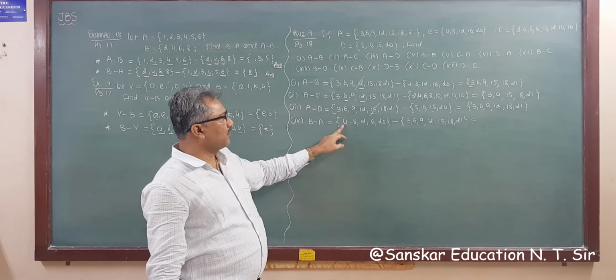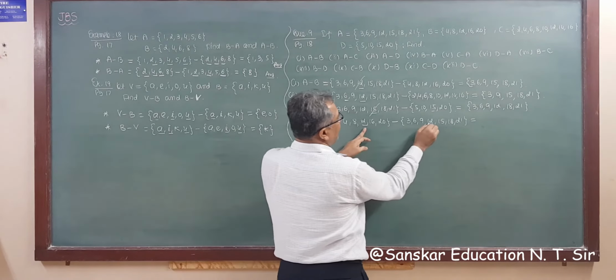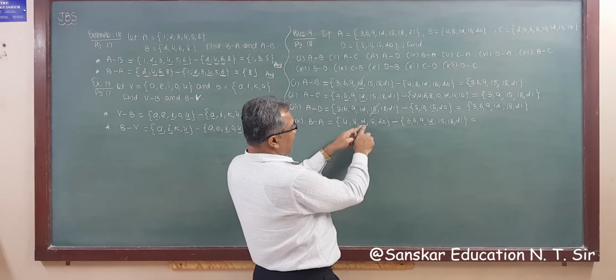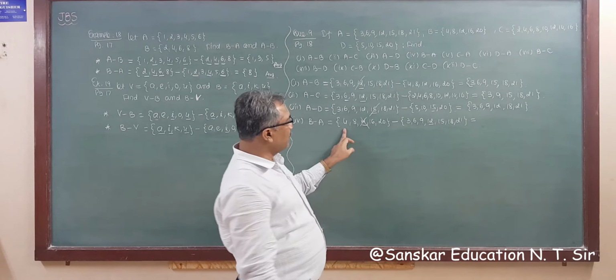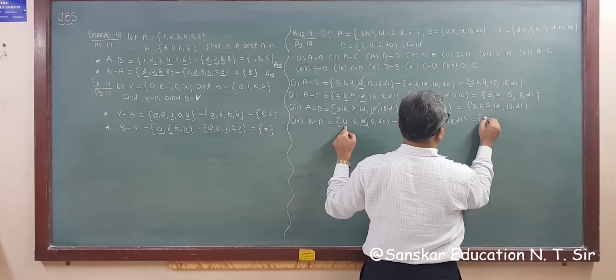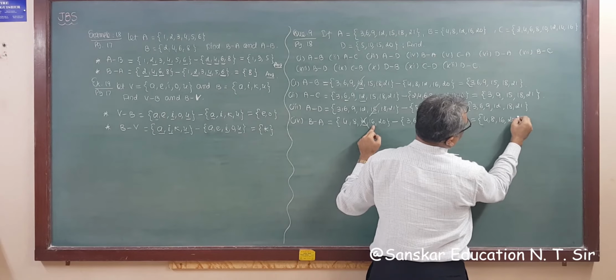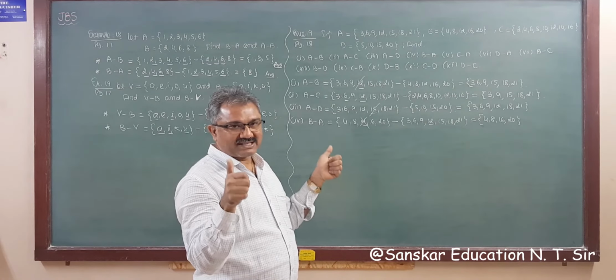Right? So 4, no; 8, no; 12, yes, 12 is the common element. 16, no; 20, no. So except 12, all elements, we can't take this. So 4, 8, 16 and 20 are the answer. So the question's answer is 4, 8, 16 and 20. Got it? That is how to write the difference of a set.